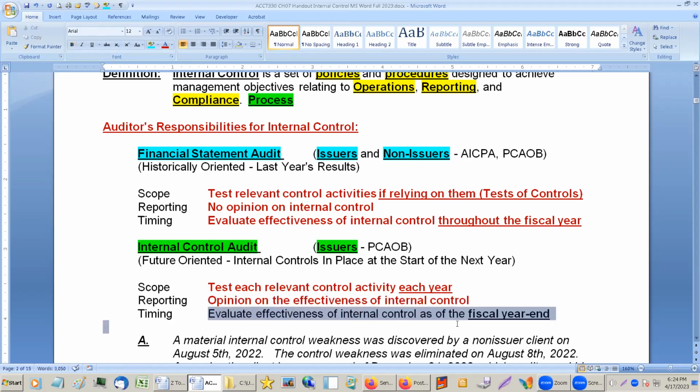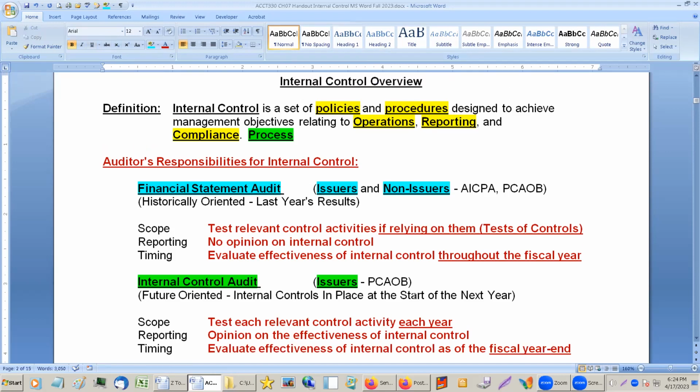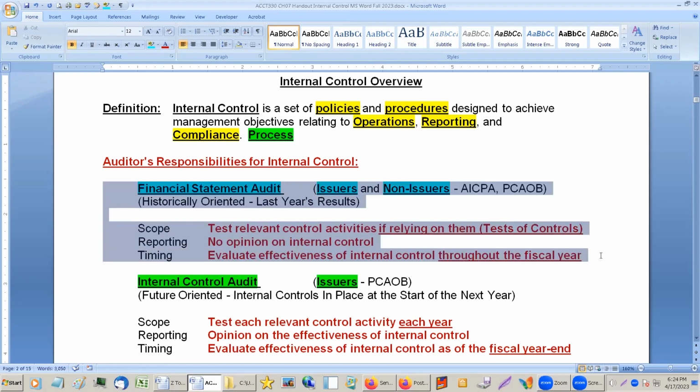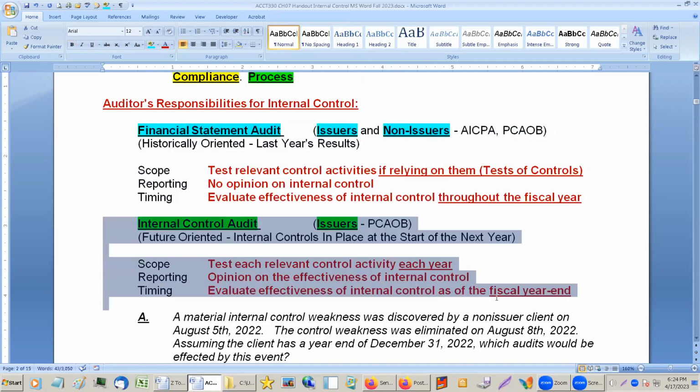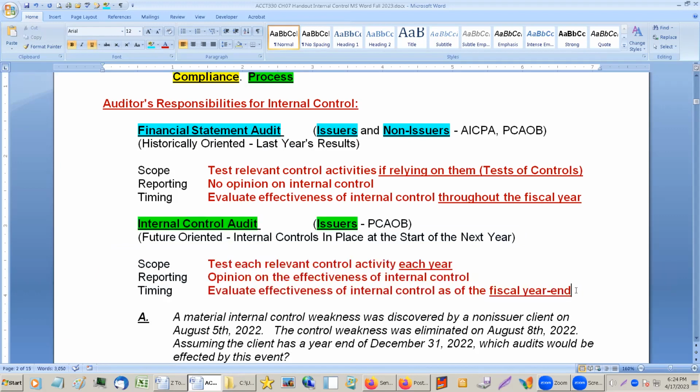And this is a very forward-looking document because you'll notice that this is done at fiscal year end. In other words, if they had a problem throughout the year, but they corrected it at year end, it's okay. You're reporting on the internal controls as they are at year end. So notice the difference. This document's historical, going back a year. This document is sort of forward looking, saying, hey, at the end of the year, what were the controls like? This is what they were like at the end of the year.